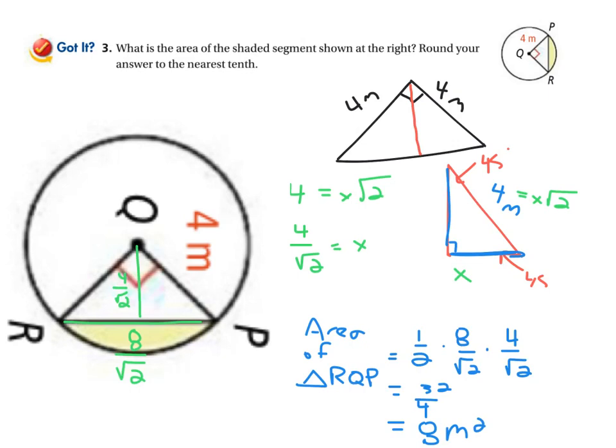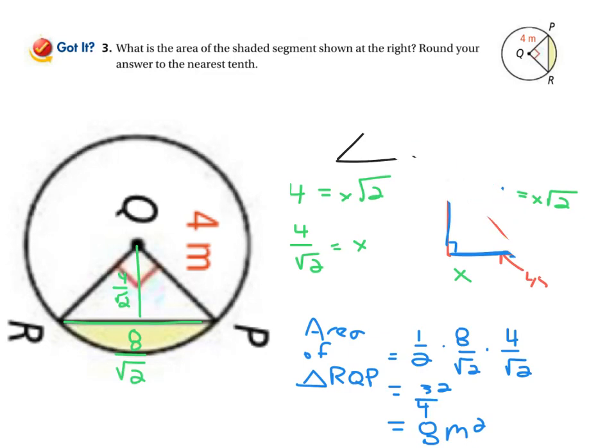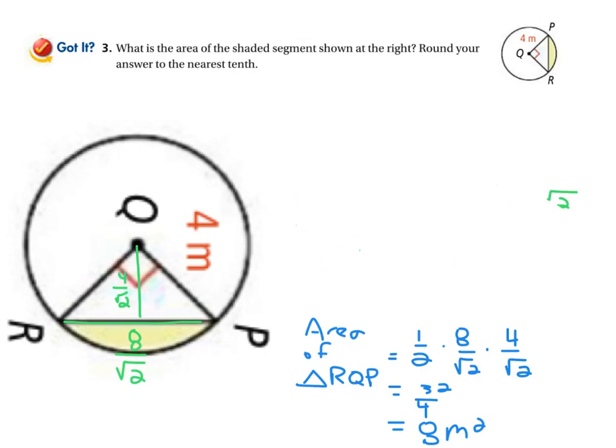Now we need to go back and find the area of the entire sector. So I'm going to erase all of this junk. Thanks for your patience while I erase this. We now need to use the formula for area of a circle, which is pi r squared, and we need to find out what portion of the entire area we're dealing with.